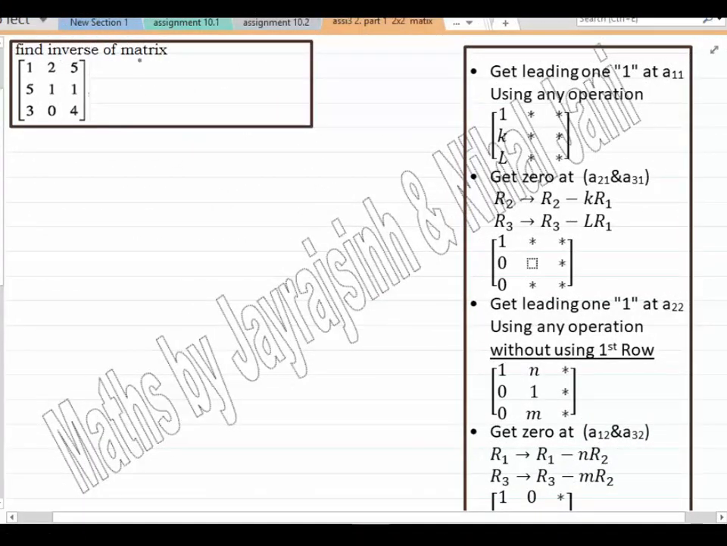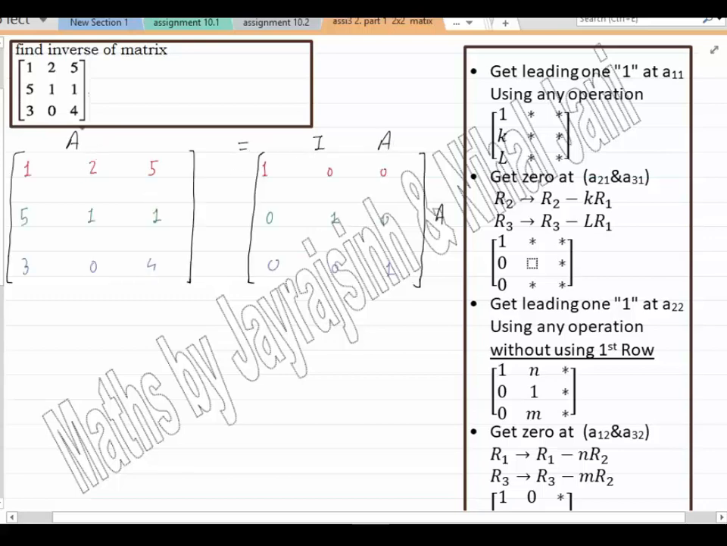In our next question, we have to find the inverse of this matrix, and we know the first step. Just write it down in the form A is equal to IA, and then we will try to get reduced row echelon form on the left side, and for that we know the steps. Our first step is to get a leading one at A11, and we already have a leading one at A11. So we get the values of K as well as L, which will help in the second step to get 0 at A21 and A31.